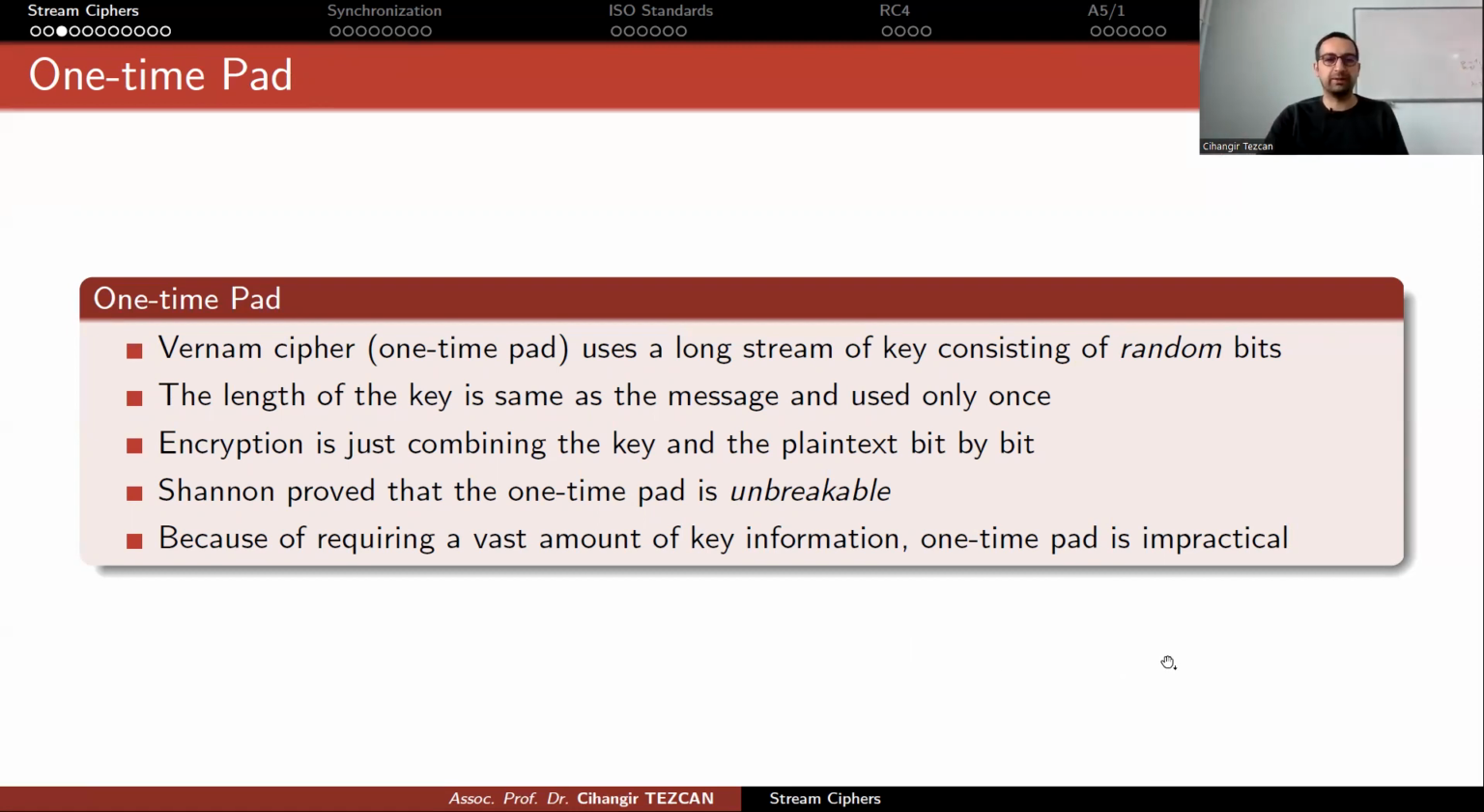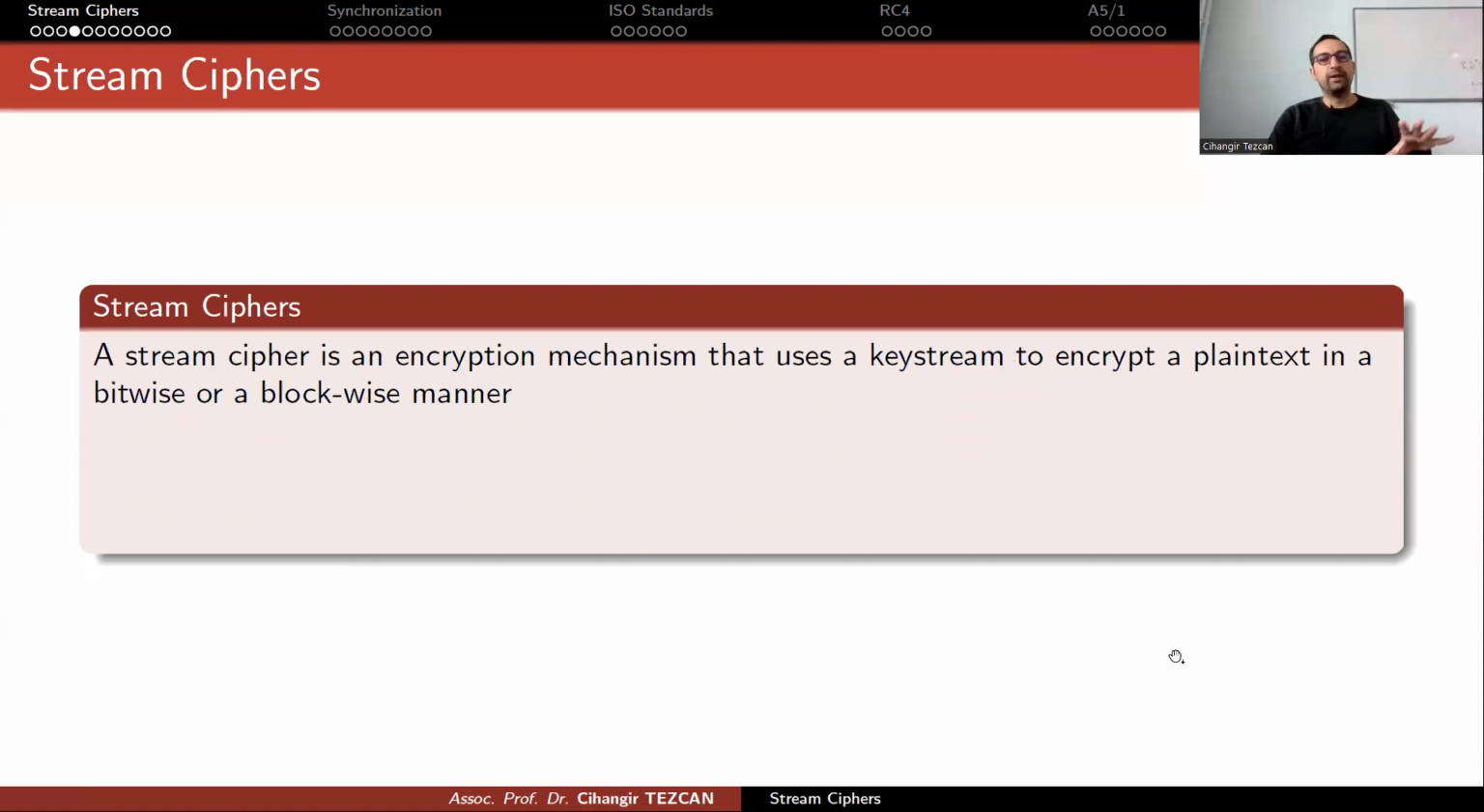So this summarizes everything I said so far. A stream cipher actually tries to obtain this idea, this security, of having random zeros and ones. But a stream cipher uses a short key, like 128 bits, and from this secret information, it generates random-looking zeros and ones, which we call pseudo-random zeros and ones, and uses them as a one-time pad. Okay. So a stream cipher is an encryption mechanism that uses a key stream to encrypt a plain text in a bitwise or blockwise manner.